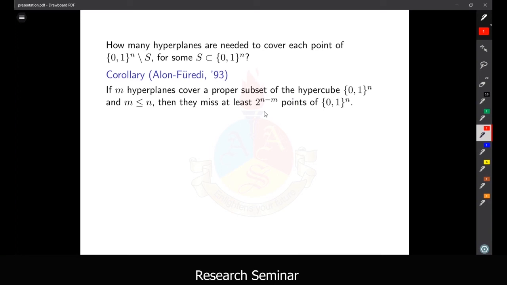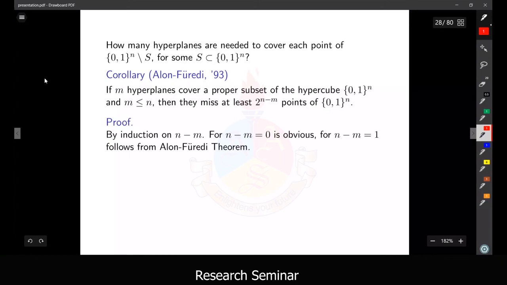And it says that if we use m hyperplanes to cover some proper subset of our hypercube, and we use a number of hyperplanes strictly less than n, okay, or not greater than n, then we miss at least 2 to the power n minus m points of our hypercube. And actually, this is a corollary from the Alon-Füredi theorem.